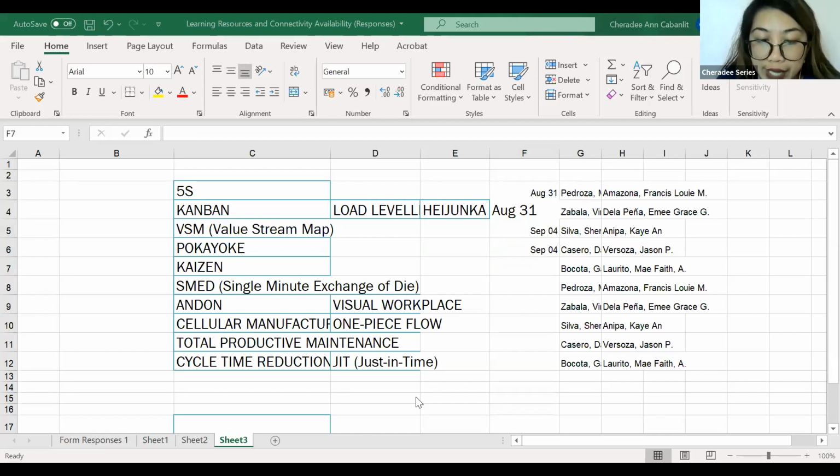So yes, midterm is 14 and 18. So we need to finish the reports. Nothing will be included in 14 and 18, okay? Because you will answer the summative exam. So let's try to fit them in. Next is September 7 and 11.